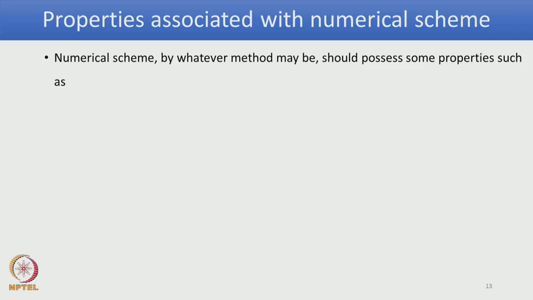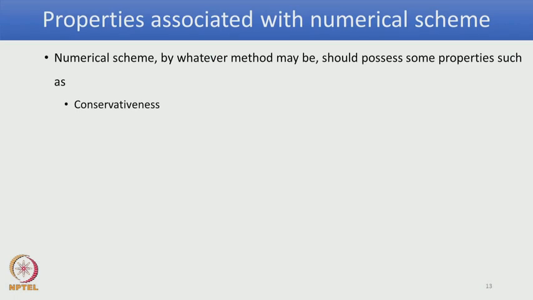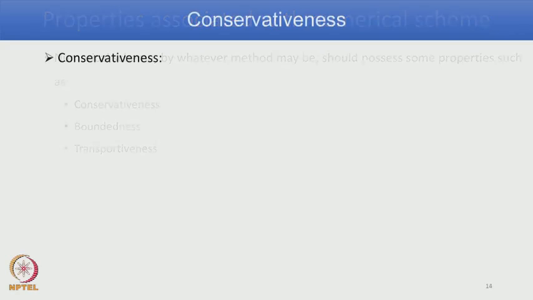Numerical scheme, whatever method may be, so either you follow finite element, finite volume, finite difference, or a combination of any of these. Similarly, any order of accuracy you use, they are expected to have some properties satisfied by this scheme. First one, conservativeness, boundedness and then transportiveness. Let us get an explanation of conservativeness, boundedness and transportiveness with some examples.